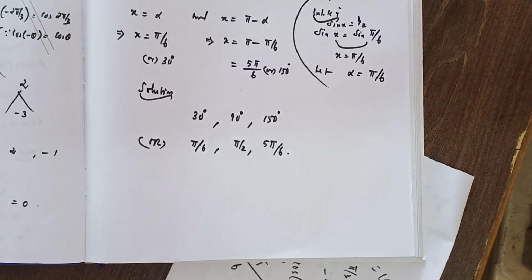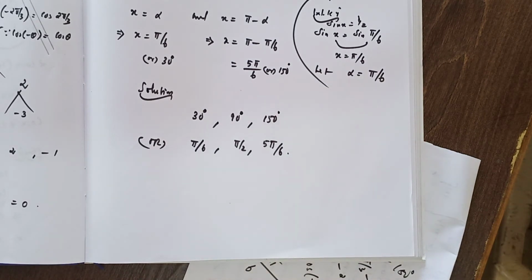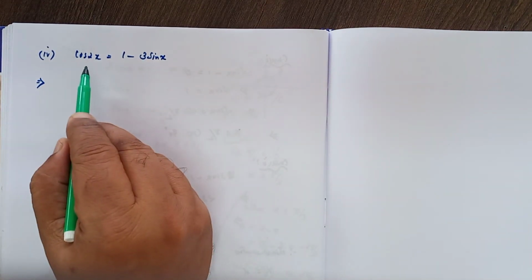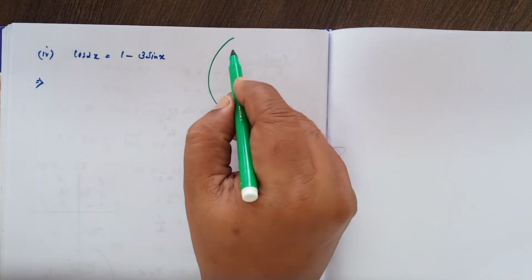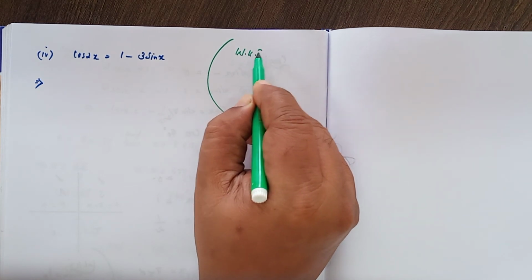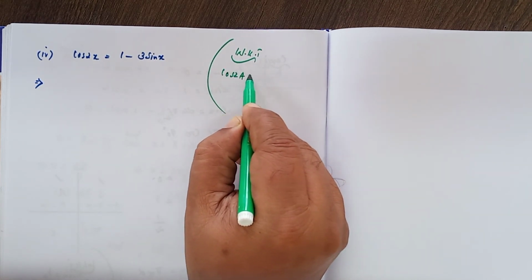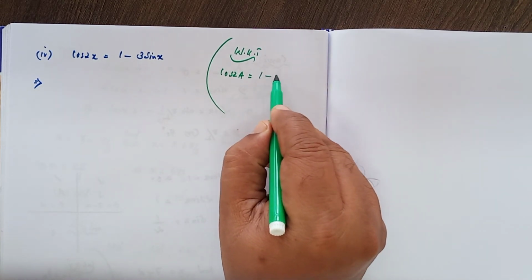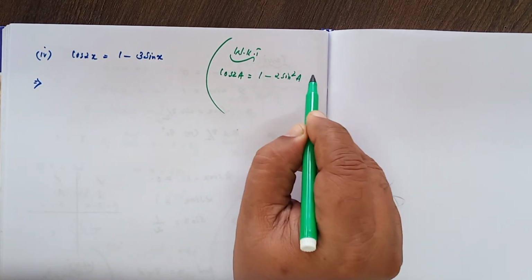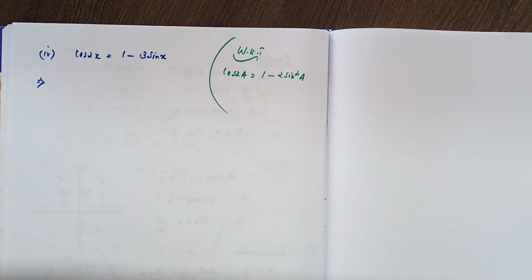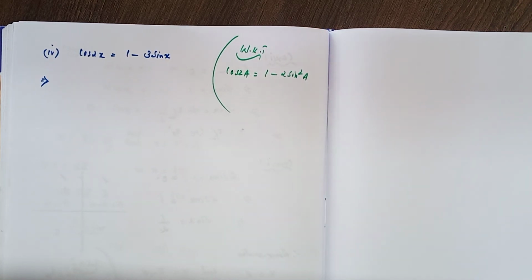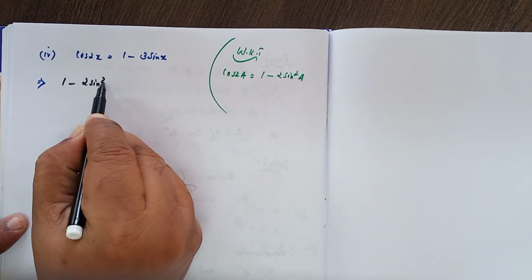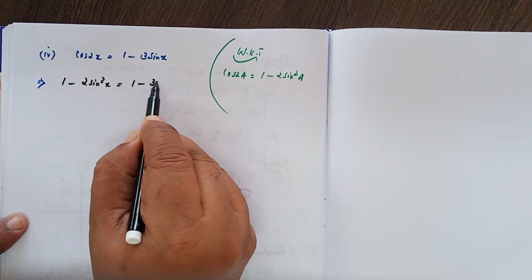3 subdivisions over. Now subdivision number 4. Here we have a fourth subdivision, cos 2x. Here we can apply the formula cos 2a in terms of sine, because we have sine on the right hand side. Cos 2a is equal to 1 minus 2 sine squared a. I am going to apply this formula. Therefore cos 2x is equal to 1 minus 2 sine squared x, which is equal to 1 minus 3 sine x.